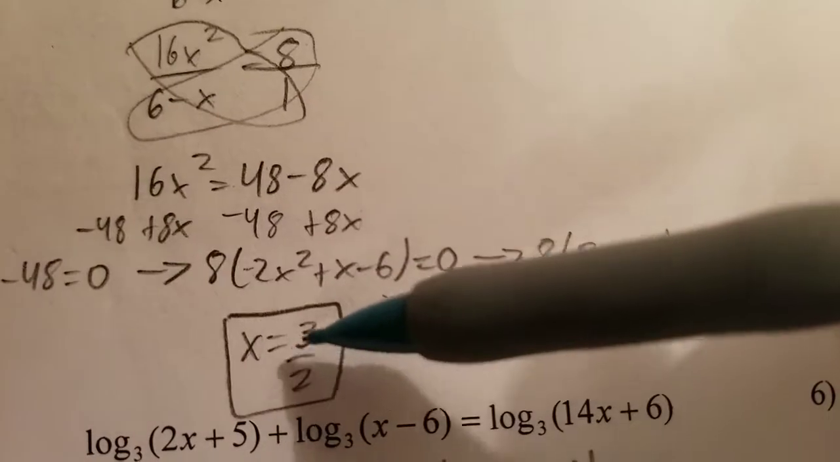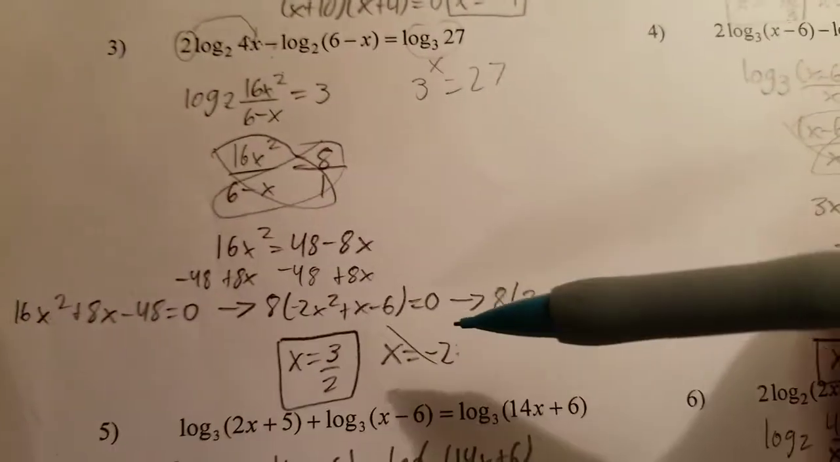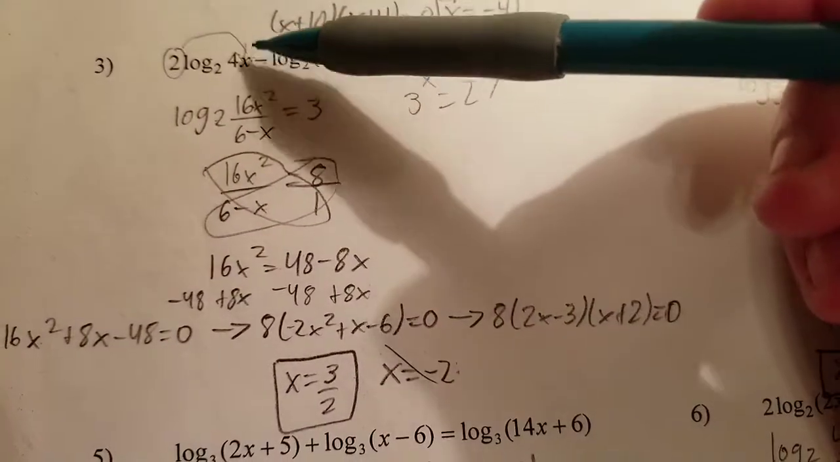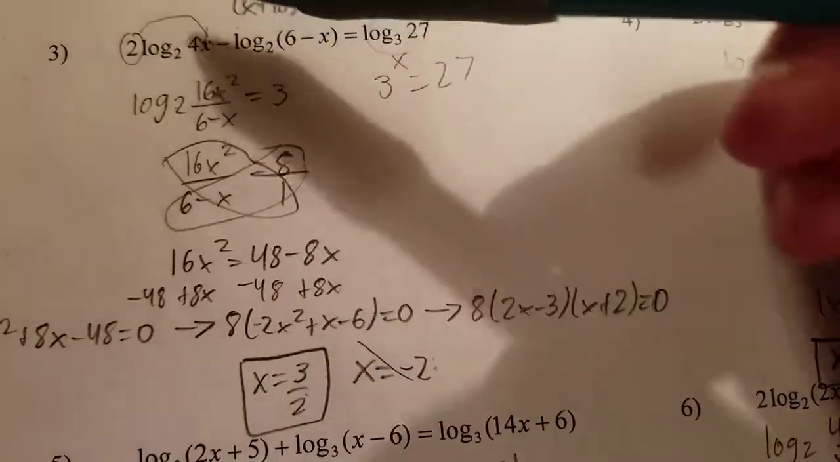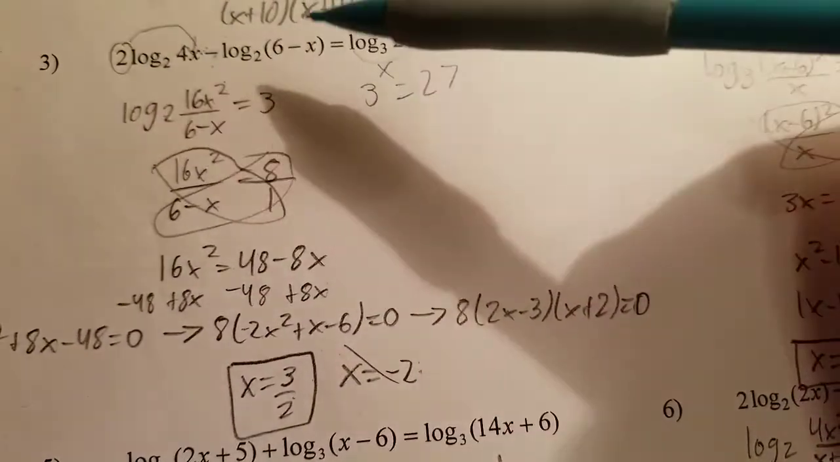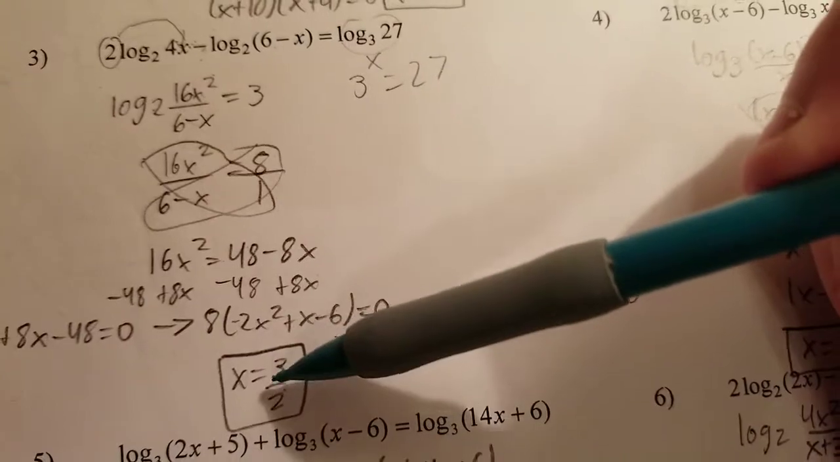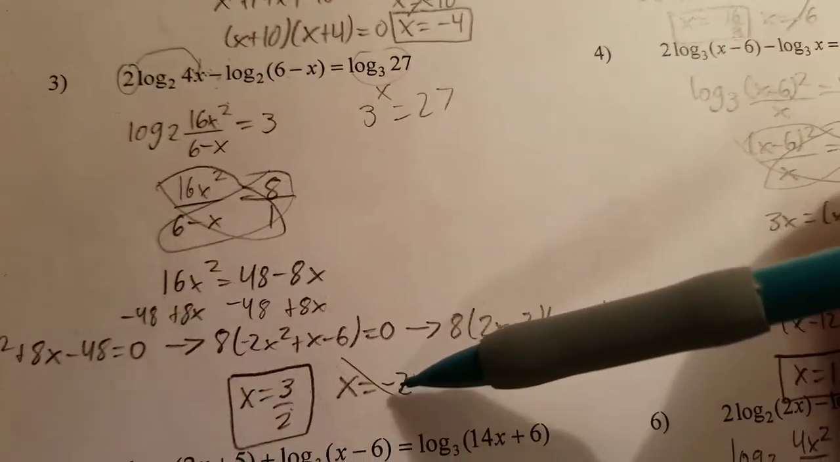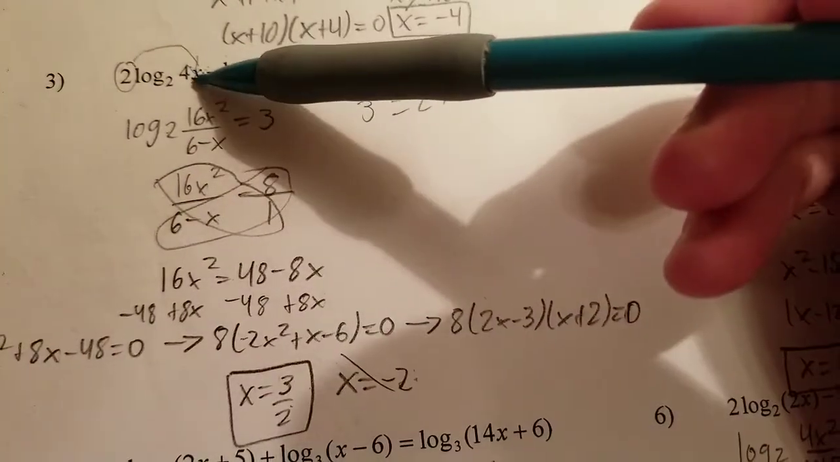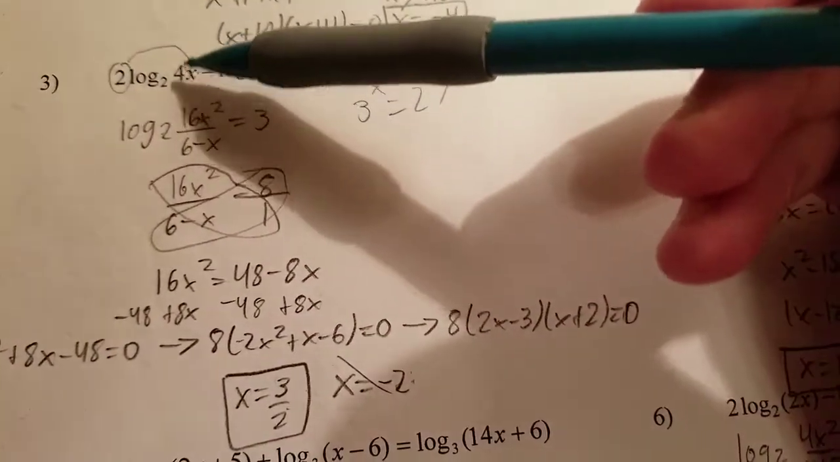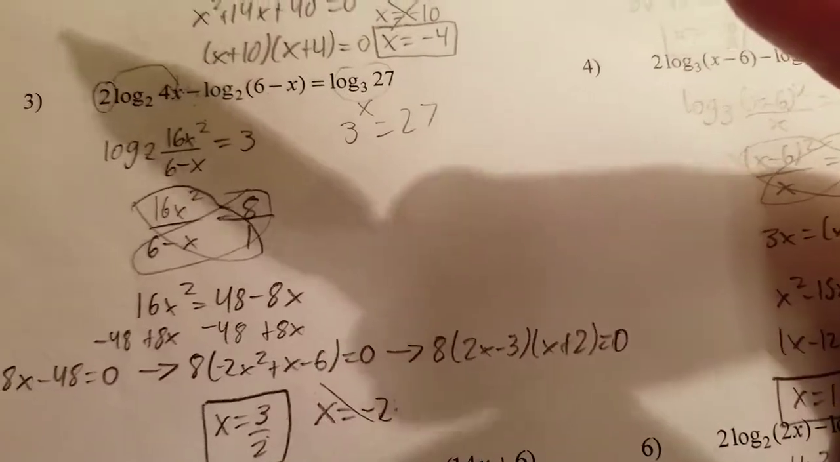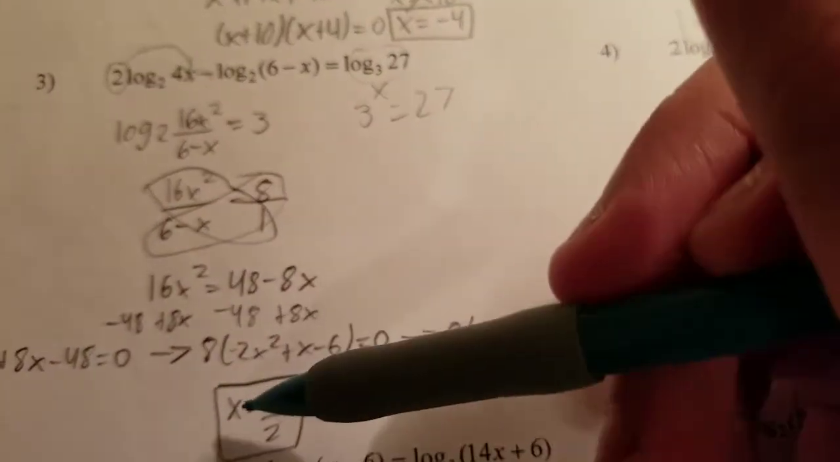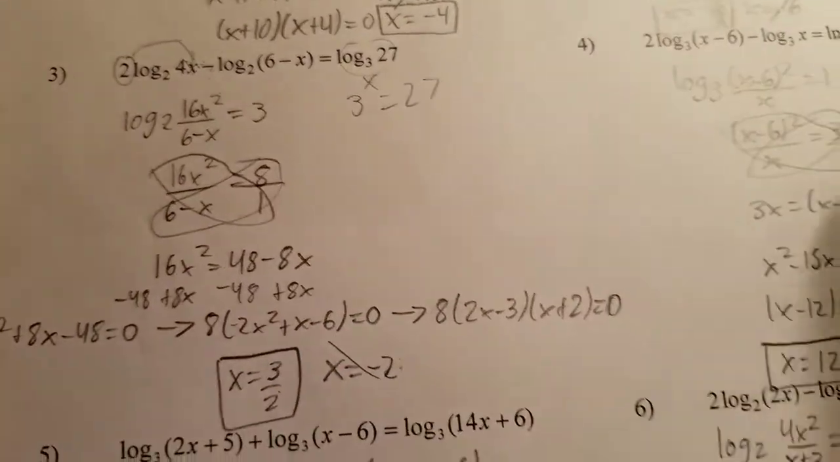Your two answers are this and this. But we have to plug them back into here. So 3 over 2 times 4, that's not negative or 0. 6 minus 3 over 2, that's not negative or 0. So that's an answer. But we can't have negative 2 because that makes that negative. Even though this eventually makes it positive, you still can't have it negative or 0 at all. So your only answer is x equals 3 over 2.